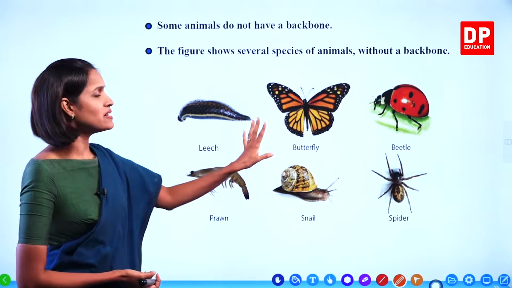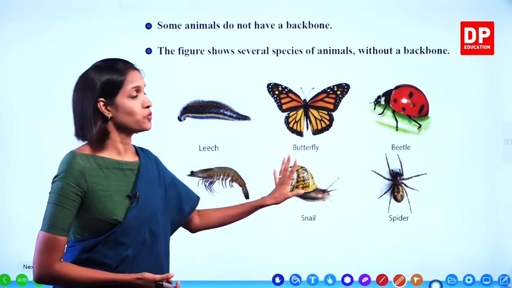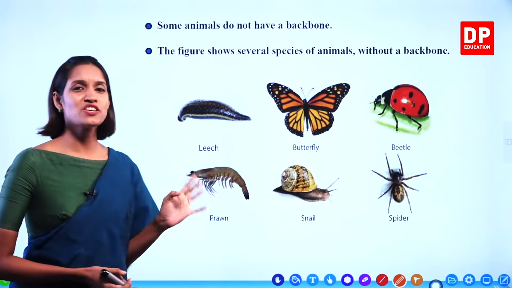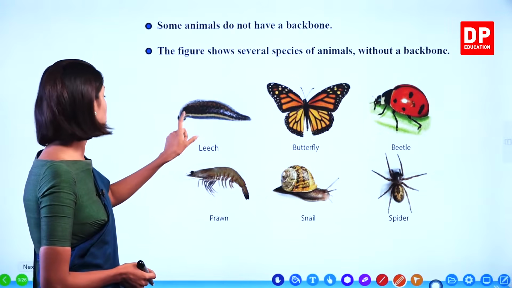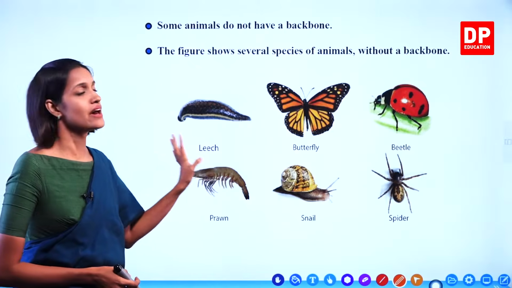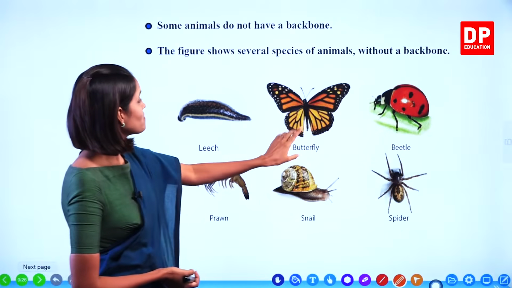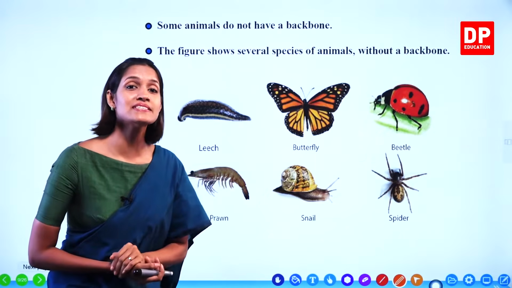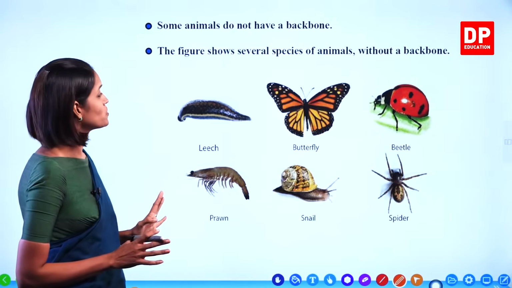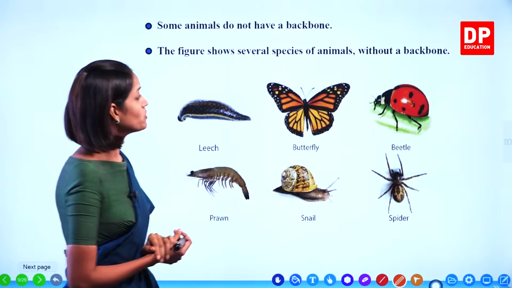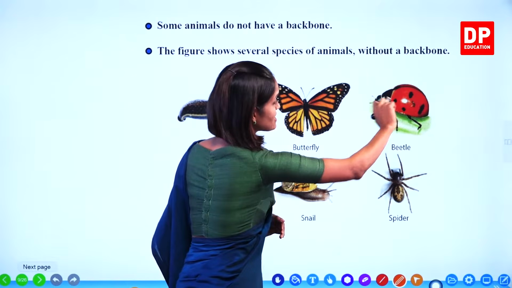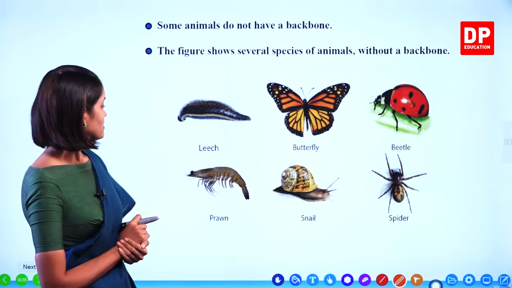So these animals, they don't have a backbone, right? Leech has a worm-like body. Okay, it has a muscular body, a worm-like body. It doesn't have a backbone. Butterflies are coming under insects. They don't have a backbone, right? Beetles also don't have a backbone, but their outer cover is a very thick one, right?